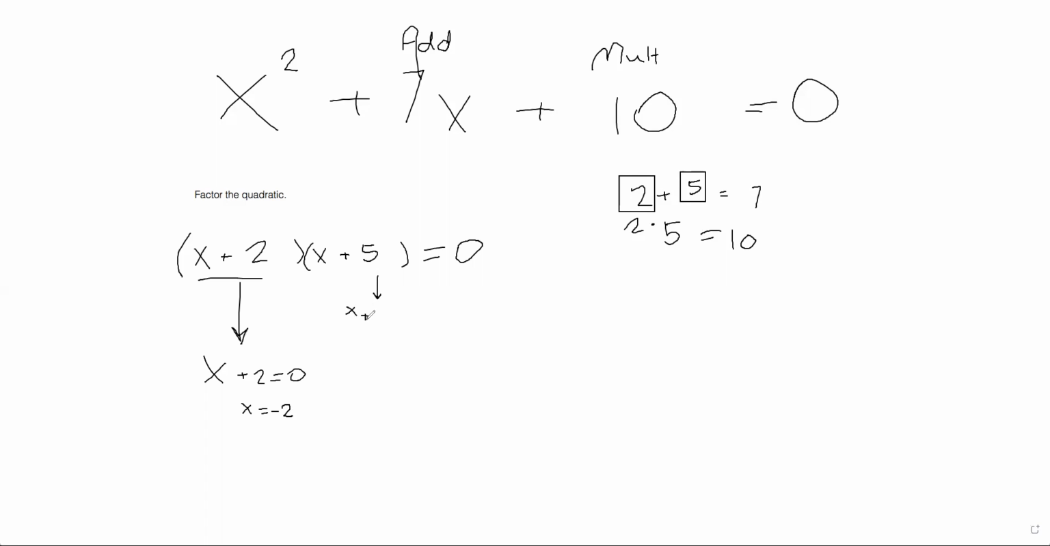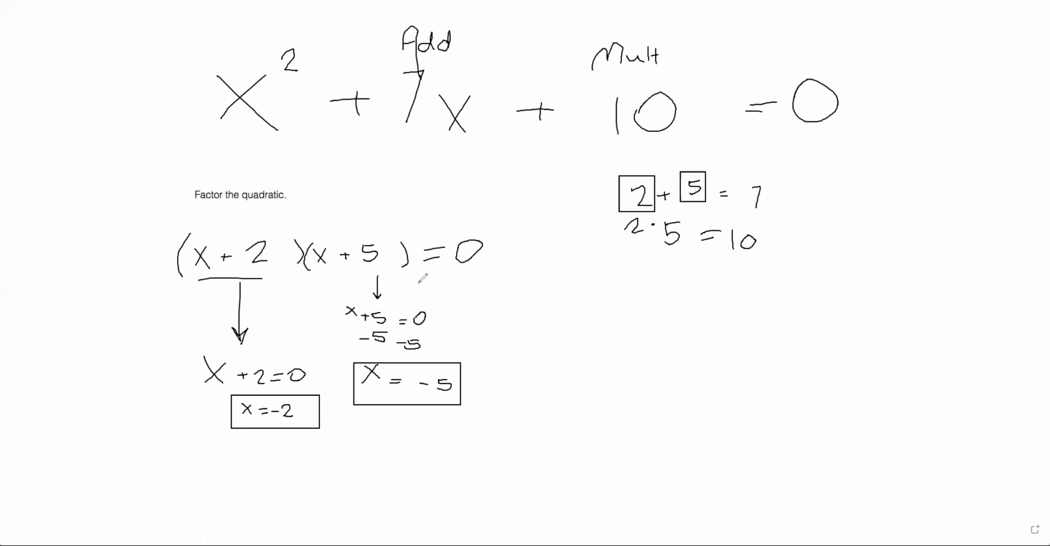Let's do something similar for our other factor. Our other factor is x plus 5. We're interested in the value of x that makes this part also equal to 0. Accomplishing that by subtracting a 5 on both sides. So what do we have left over? Left over, we have x is negative 5. Perfect. We have our two solutions. That's it. It's not so bad.